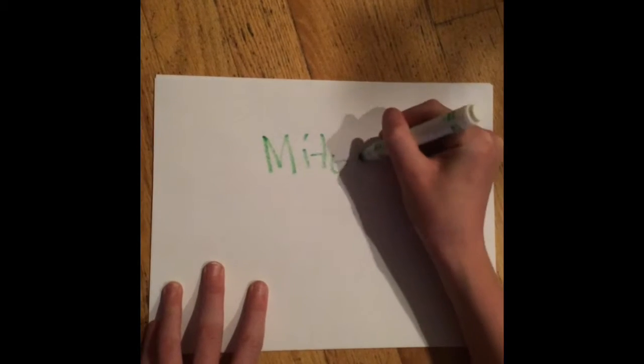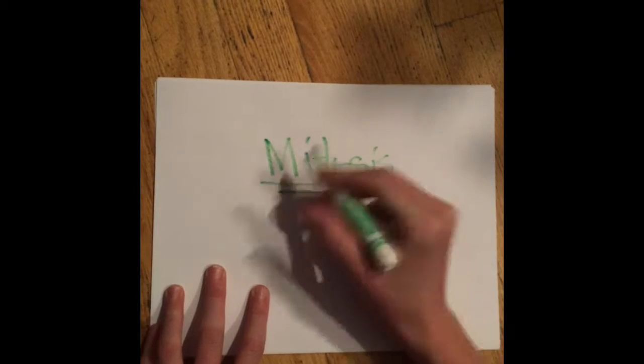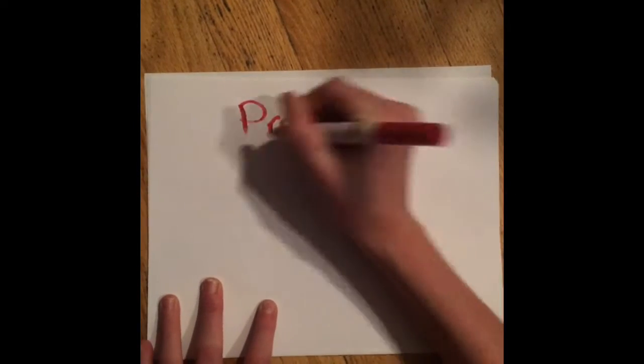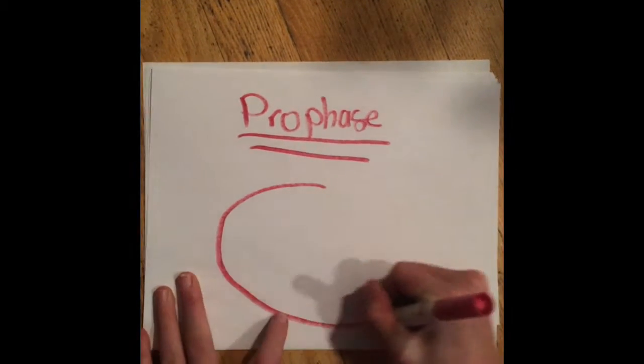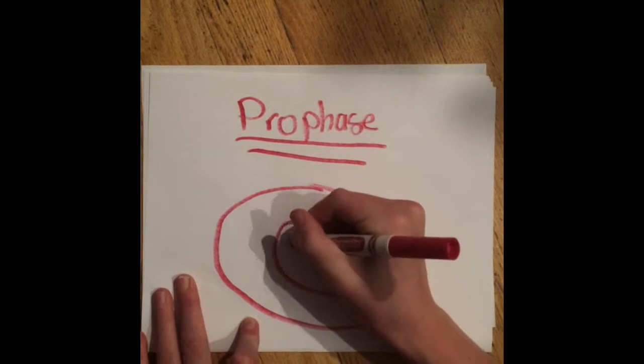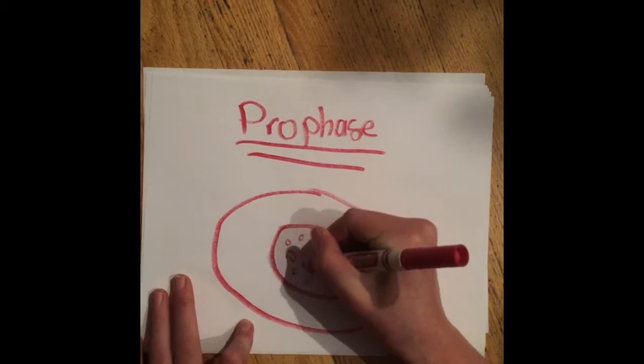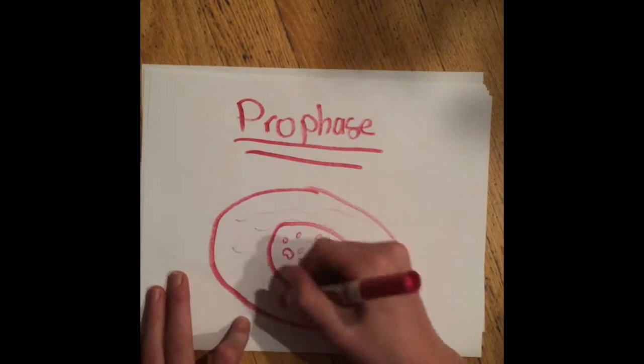So the middle part of the cell cycle is mitosis. There are four stages of mitosis, which are known as PMAT. To start mitosis, the first phase is called prophase. During prophase, the nuclear membrane and nucleolus disappear. Chromosomes appear, sister chromatids pair up and are held together by a centromere. Centrioles move apart and spindle fibers form to attach to the chromosomes.